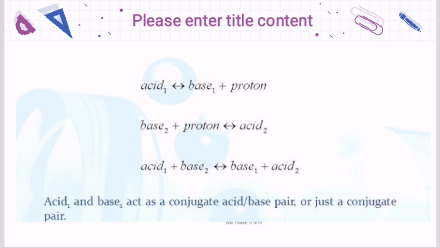Similarly, every base accepts a proton to produce a conjugate acid. When these two processes are combined, the result is an acid-base or neutralization reaction. This reaction proceeds to an extent that depends on the relative tendencies of the two bases to accept a proton, or the two acids to donate protons.